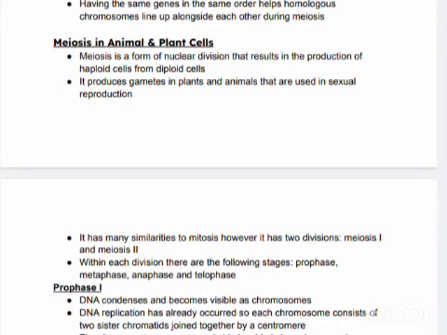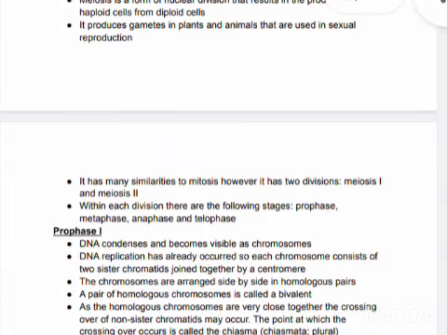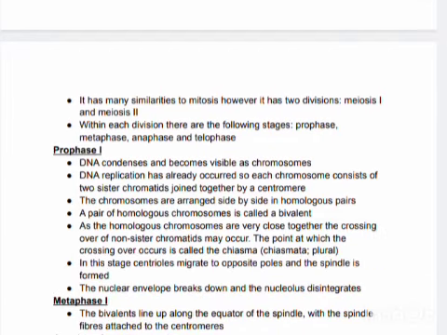Meiosis is a form of nuclear division that results in the production of haploid cells from diploid cells, which we just studied. It produces gametes in plants and animals that are used in sexual reproduction, and it has many similarities to mitosis. However, it has two divisions: meiosis 1 and meiosis 2.